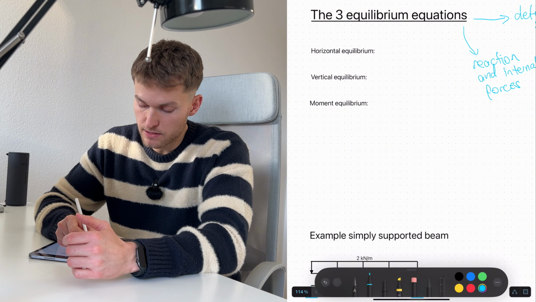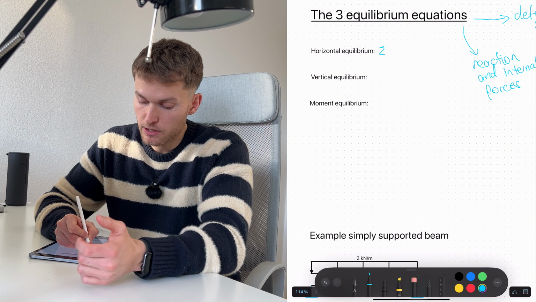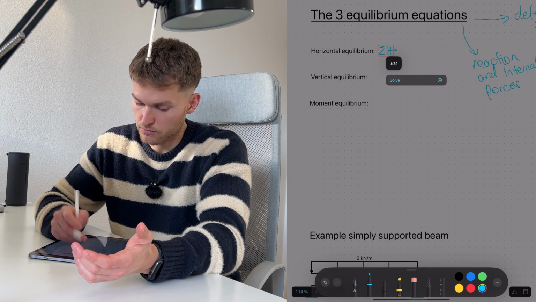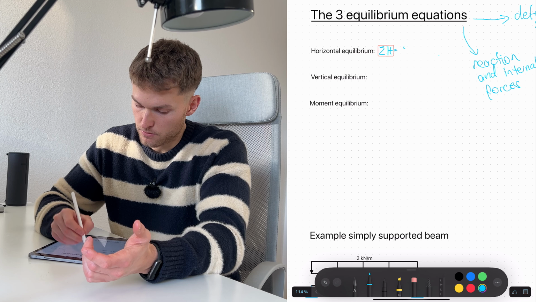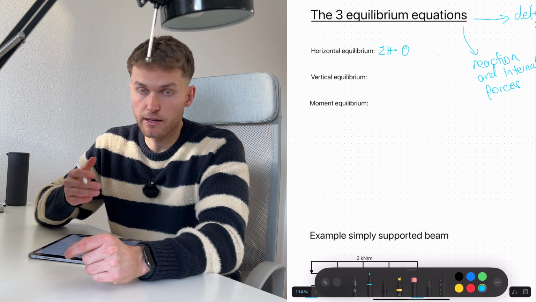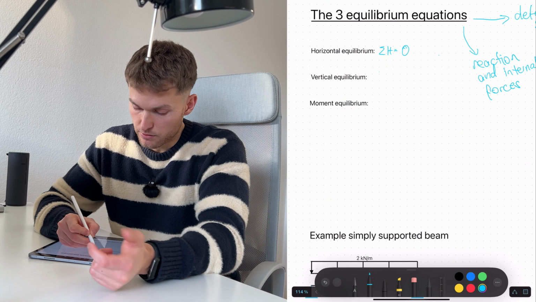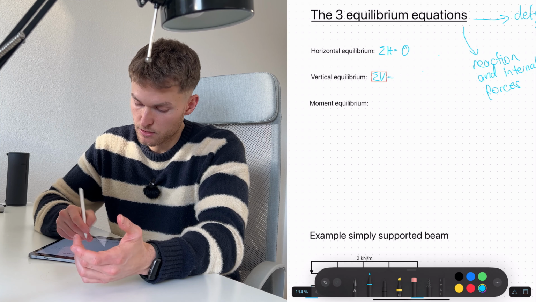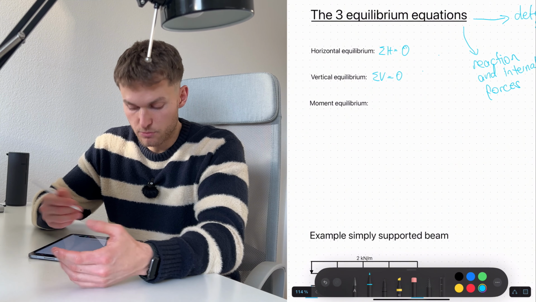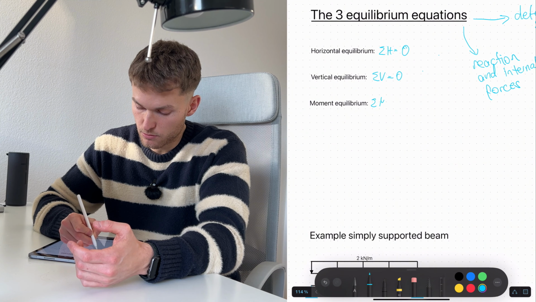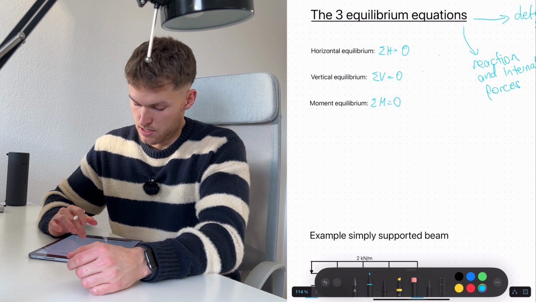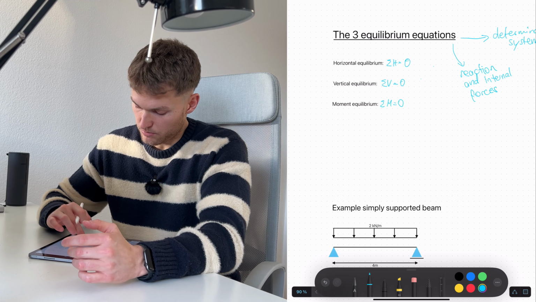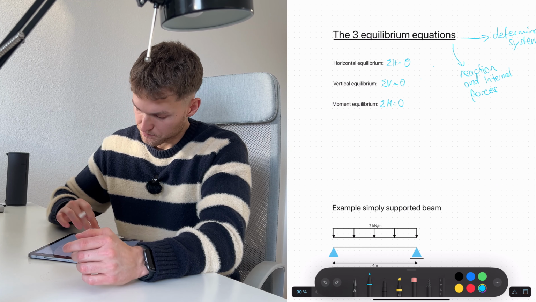And what that means is basically for horizontal equilibrium that the sum of all horizontal forces equals 0. I'll show an example later on. Then the vertical equilibrium is the sum of all vertical forces, and the moment equilibrium, the sum of all moments is 0. And let's try and see what that means for an example.